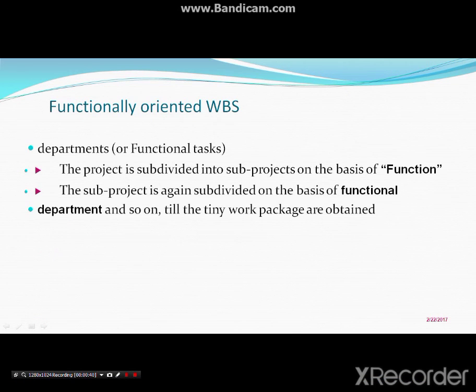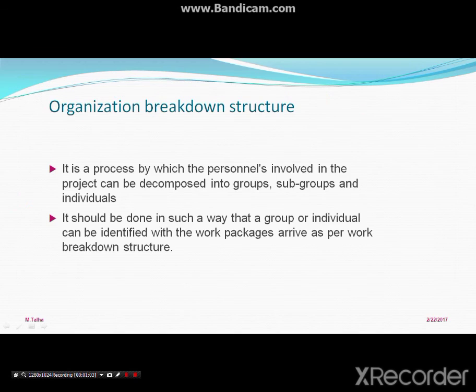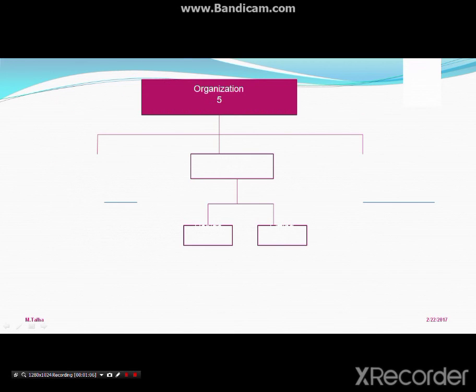What is functional oriented WBS or work breakdown structure? Functional oriented WBS means based on the function the subdivision will be done. Project is subdivided into sub-projects on the basis of function. The sub-project is again divided on the basis of functional, departmental, and so on till tiny work packages are obtained. So this is the way how the functional oriented work breakdown structure will look.